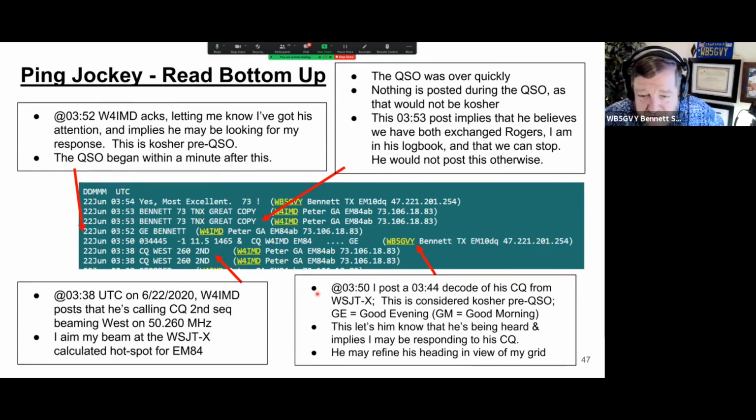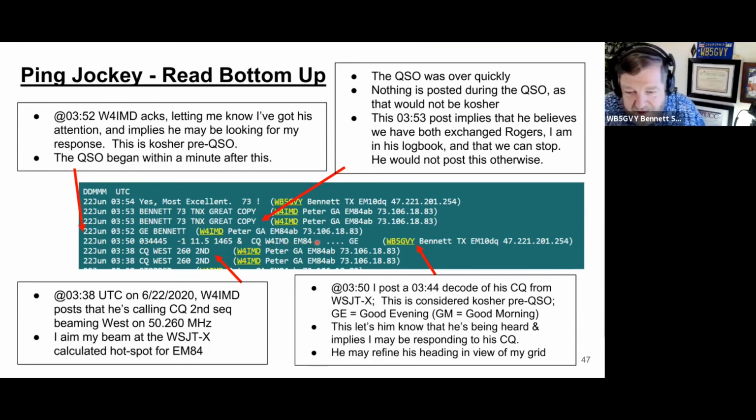I post a spot. The GE is just me saying good evening. Everything that was in front of this was the spot. So what this was, is that I copied from the band activity window in WSJT-X and pasted it into the Ping Jockey message box.